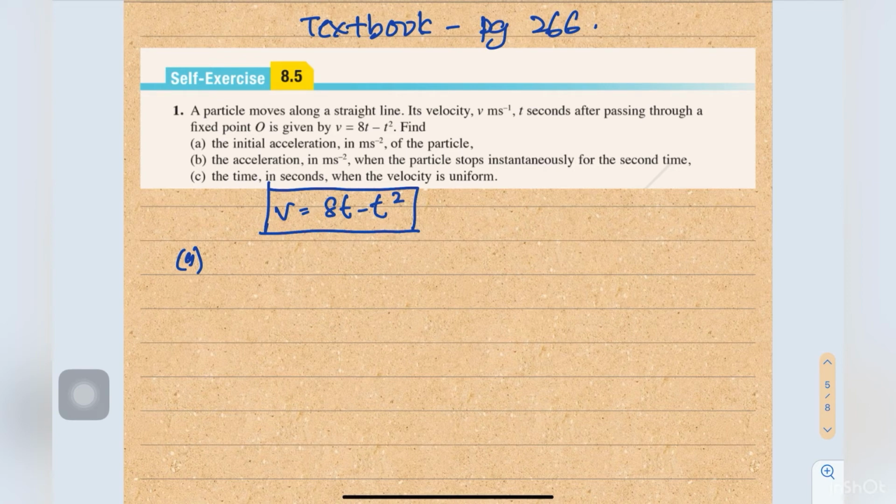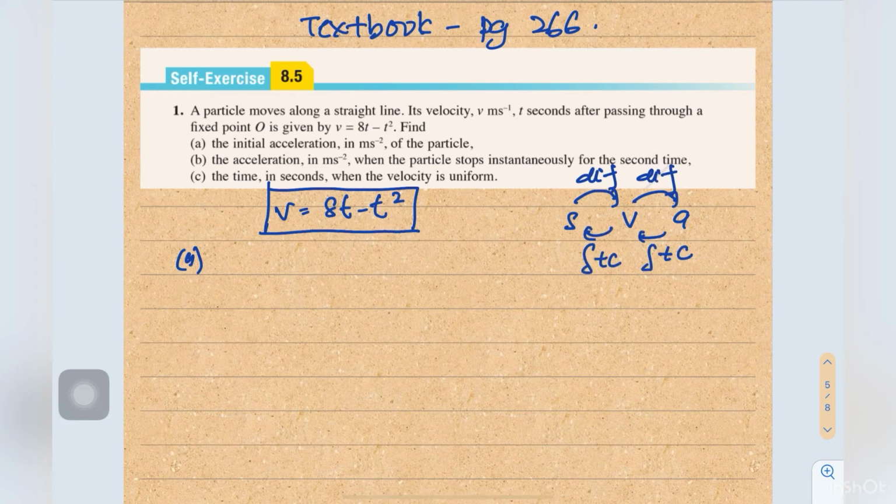Okay, so before doing kinematics of linear motion, we always start from this S, V, A. So S to V, differentiate another time. A to V, integrate. Don't forget plus C. C to S, integrate another time. Okay, so now we are going to find initial acceleration. We got V, so we need to differentiate. So A is actually dv dt. So A equals 8 minus 2t. Okay, so this is acceleration.